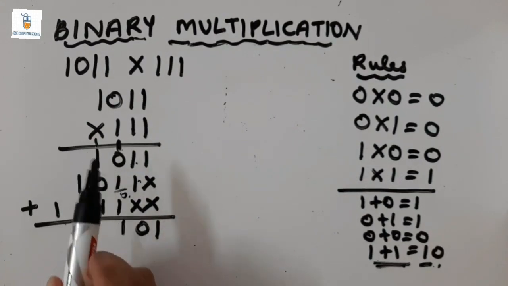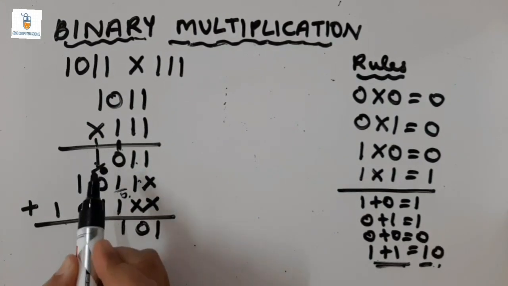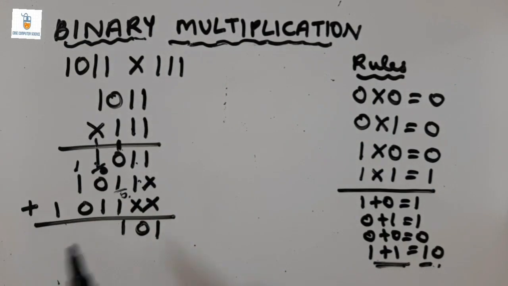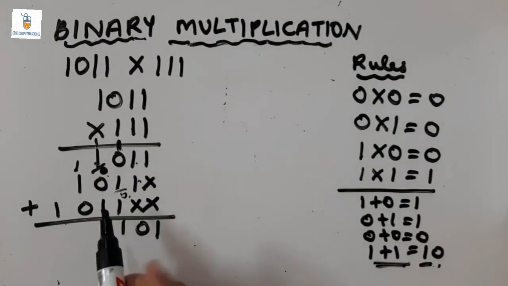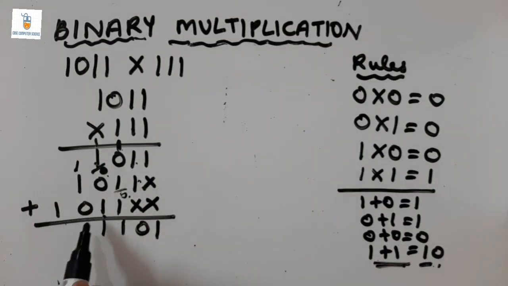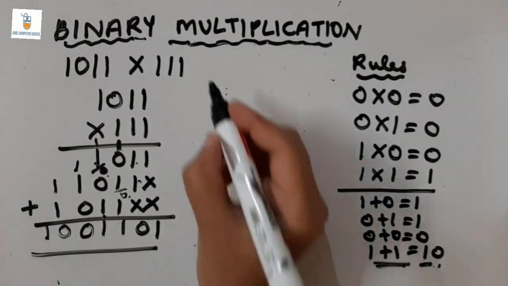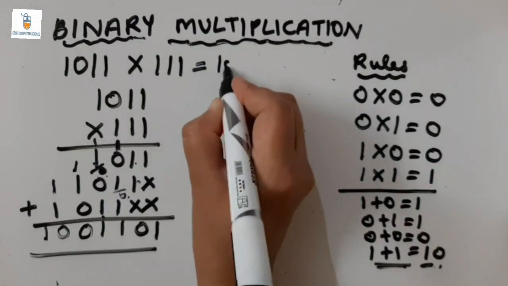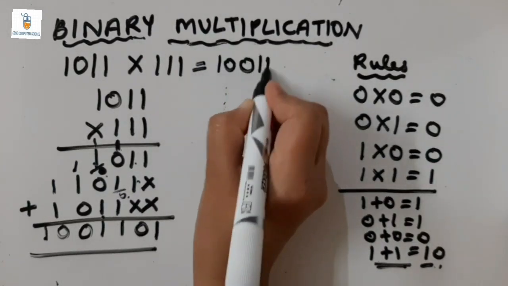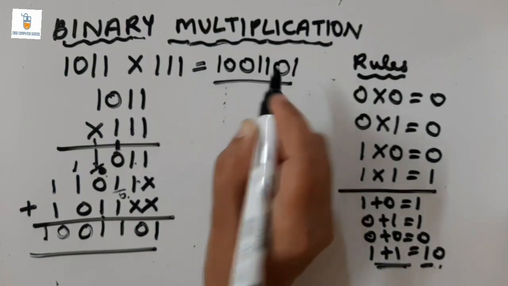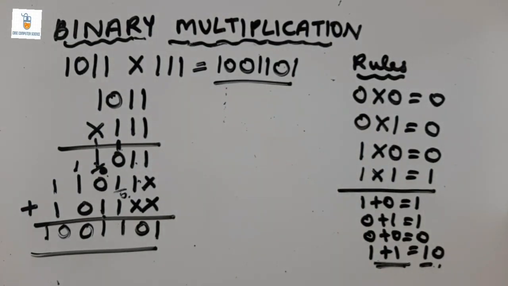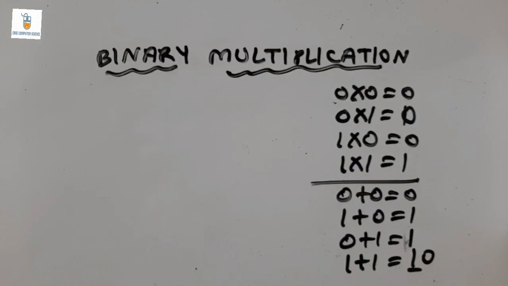Now moving to the next step, here 1 plus 1 is 10, so I will write 0 and take 1 as carry. Now this 0 plus 1 is 1. Now again 1 plus 1 is 10, so 0 I would write and 1 would be taken as carryover. 1 plus 1 is 10. So the answer obtained after multiplying 1011 into 111 is 1001101 to the base 2. So this is binary multiplication.